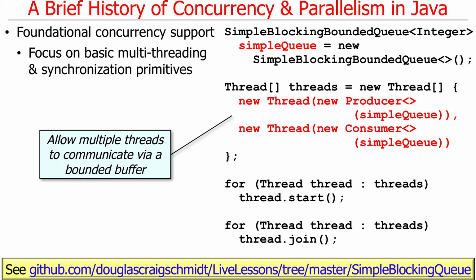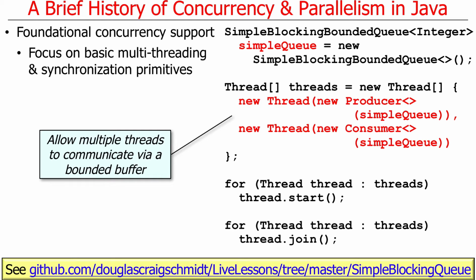Here's a simple example. We have a simple blocking bounded queue. Let's assume, for sake of argument, this is implemented correctly, unlike the buggy queue I talked about before. And what we do here is we make an instance of a blocking queue that's bounded. We then create a pair of threads. The first thread will be a producer thread, and it's going to write messages into the queue. The second thread will be a consumer thread. It'll read messages out of the queue.